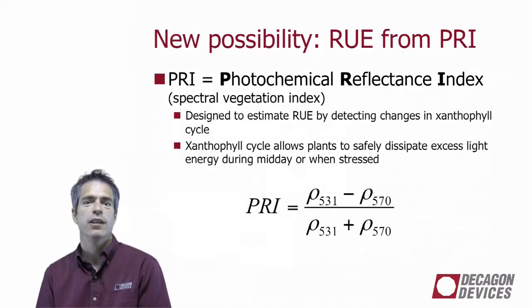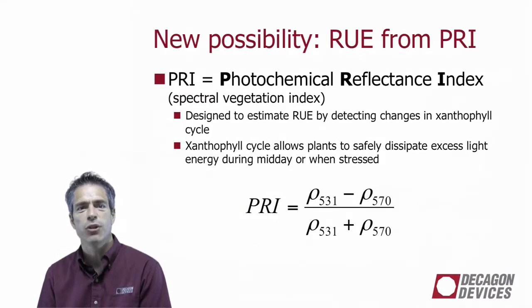Now I want to get into an area of emerging research. I'm going to throw a few slides in front of you to help you understand what is available out there. There are several great scientists working on this, but it's an area of emerging understanding, and there's still a lot to learn here. So we're going to talk about radiation use efficiency and the photochemical reflectance index, or the PRI.